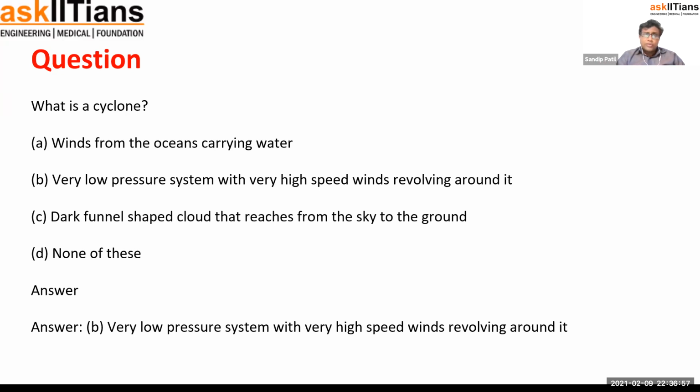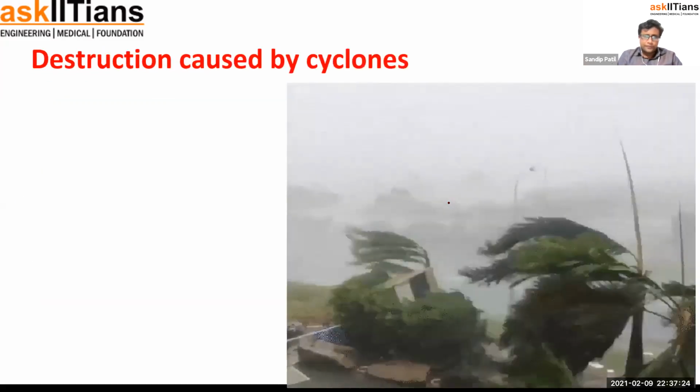Then what is cyclone? Now already we know that winds occur. Why? Because of low pressure, high pressure system there, right? Low pressure, high pressure, something like that. There only wind is going to revolve. Right. So first, let's see. Winds from the ocean carrying water. No, this is monsoon. We have seen in the previous. Very low pressure system with very high speed winds revolving around it. So that eye we talked about, right? Let's take that out again.